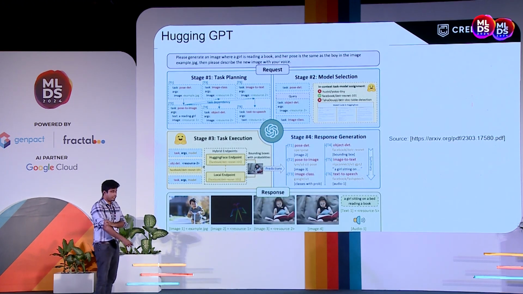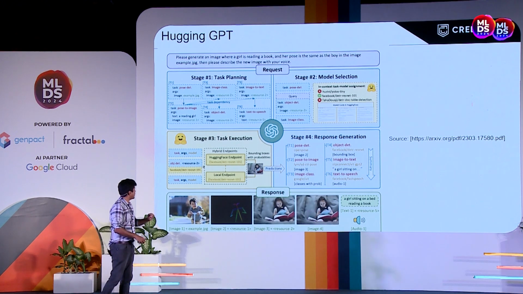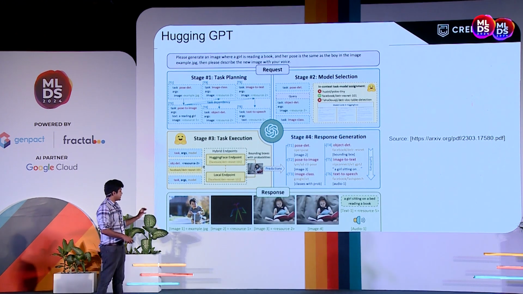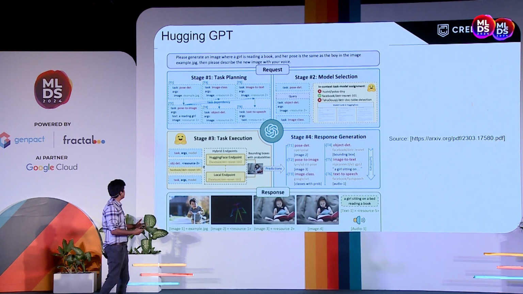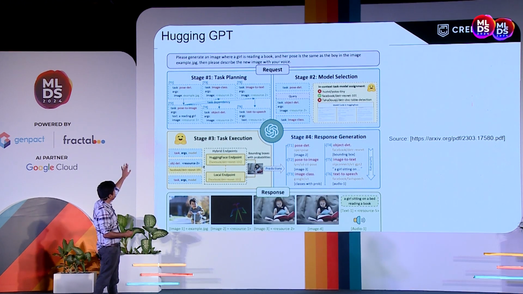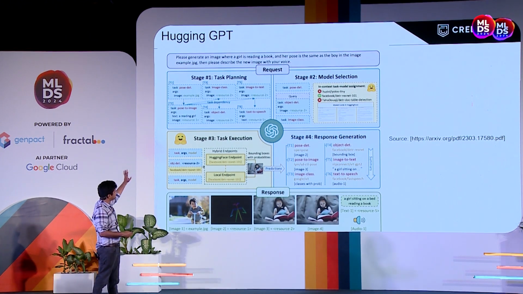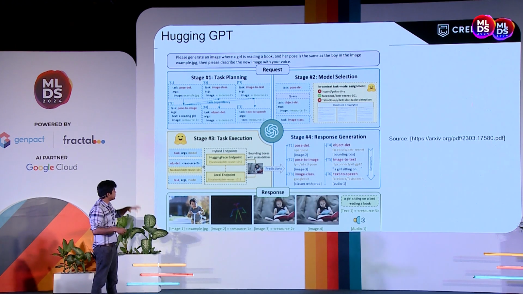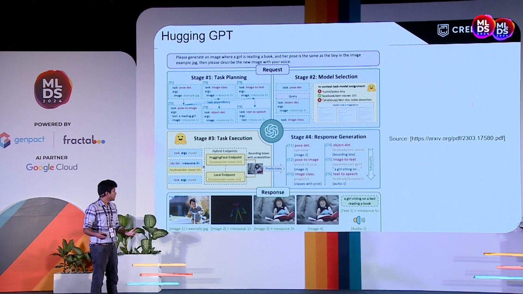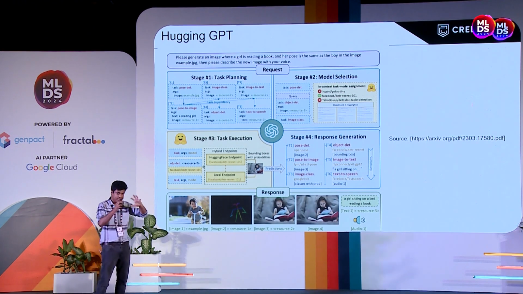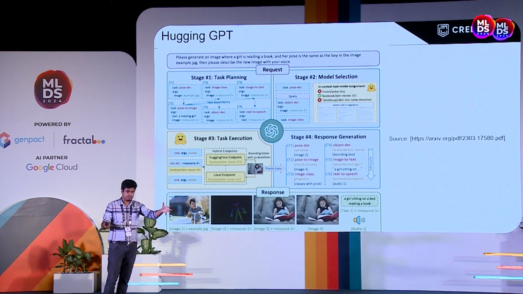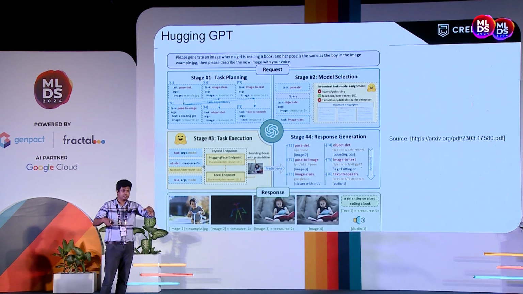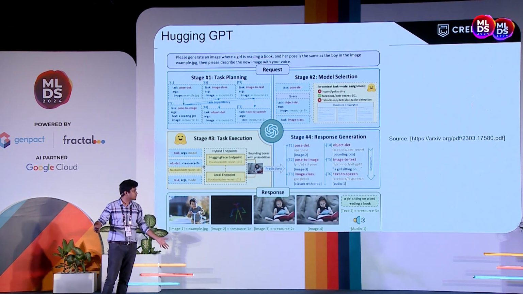So another very cool example is from this Hugging GPT. Essentially, you prompt the agent by saying, please generate an image where the girl is reading a book and her pose is the same as the boy in the image, and that image you have to provide as input. Please describe the new image in your voice. So essentially, what Hugging GPT would do is break this down into several subtasks, and orchestrate these subtasks by calling different models from Hugging Face.